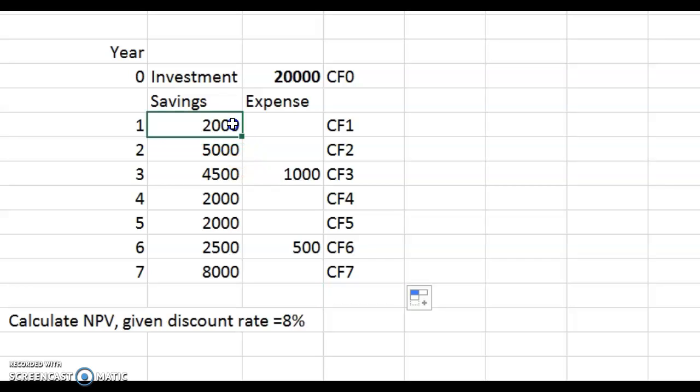In the first year, if the savings is 2,000, your cash flow is 2,000. Second year it is 5,000, so CF2 is 5,000. 3rd year savings is 4,500. But to get that 4,500 rupees, you have to spend 1,000 rupees. So therefore, you have to find out the net cash flow.